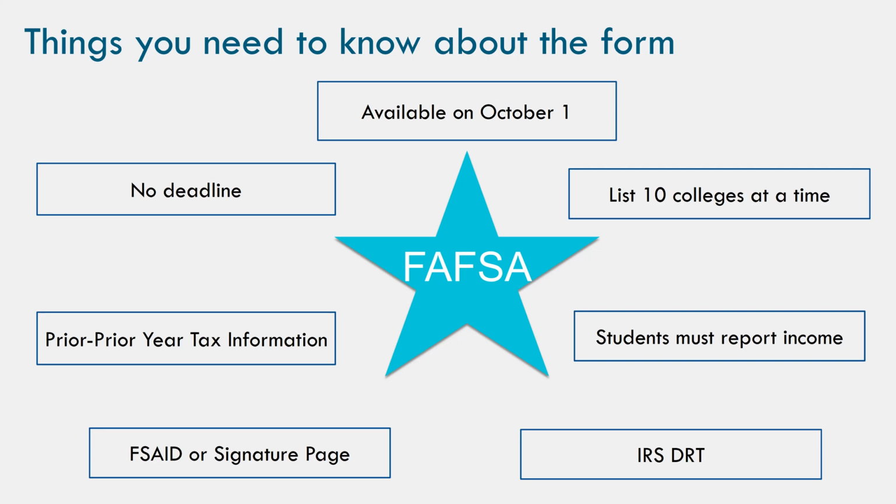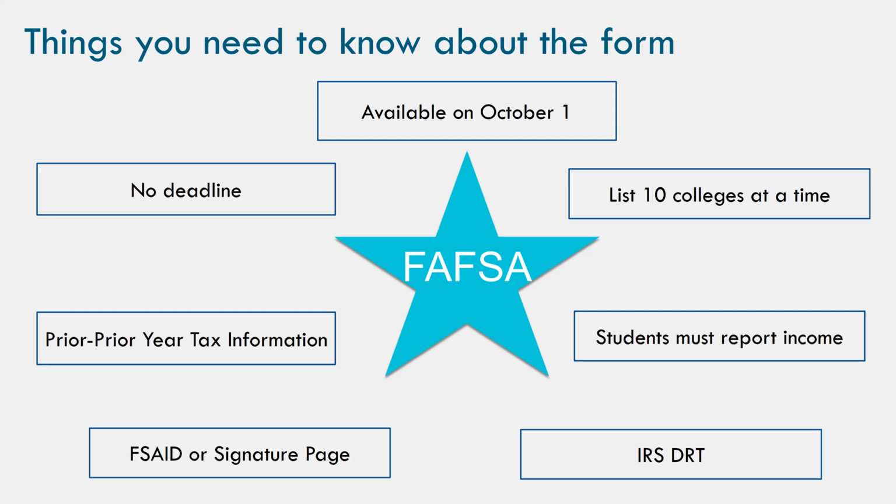So signing the FAFSA can be done in two ways, with an FSA ID or with a signature page. Most of the time, and if able to, we're going to want to use the FSA ID. It's a digital signature, and it makes it easy and quicker for our students to have their forms looked at, evaluated, and fully submitted and done.